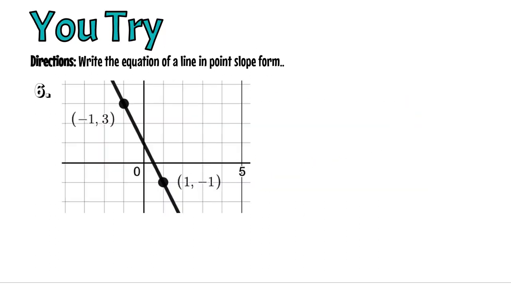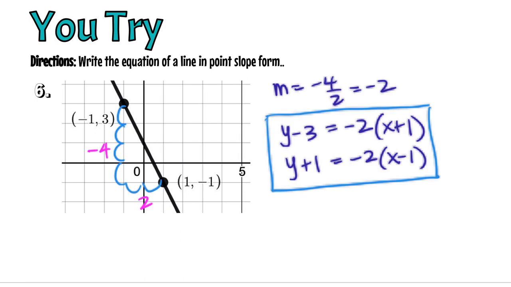You try. Pause the video and try number 6. Write an equation of a line in point slope form. You paused the video and you found that our slope was -4 over +2, which simplifies to -2. So we have an equation for this point, -1, 3, of y minus 3 equals -2 times the quantity x plus 1. Or we could have used this point and gotten y plus 1 equals -2 times x minus 1.